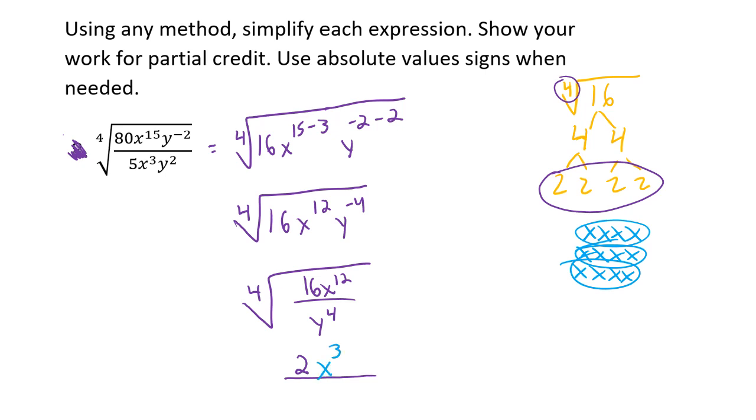Then I have my y's. I have 4 of them, just enough to make a circle. Now, everything in this problem has gotten circled, so it's all been taken outside the radical. However, since the index is a 4, it's an even number, I do need absolute value signs. And so I'm going to put those on any variables that have exponents that are odd.